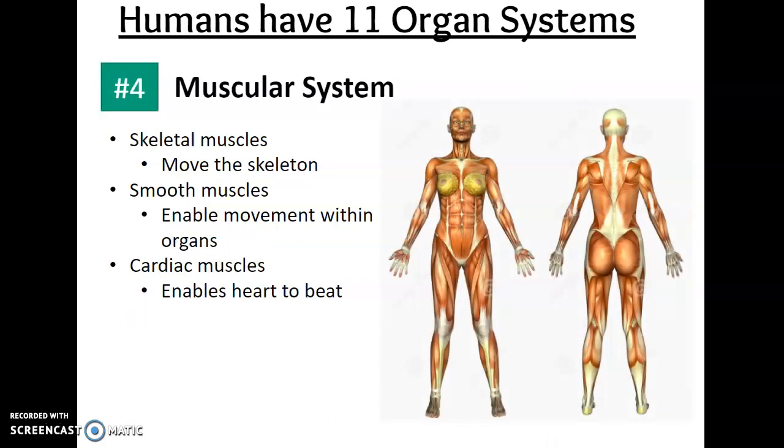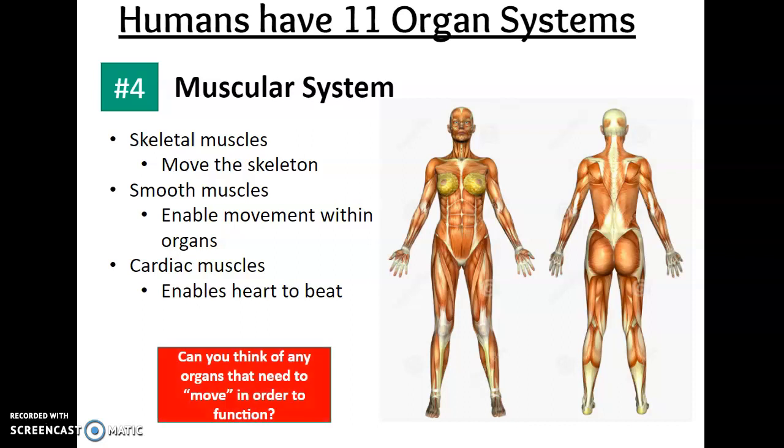The next one is the muscular system. So it's composed of skeletal muscles which move that skeleton. It has smooth muscles which enable the movement within organisms. And then there's another branch of muscles as well, which are the cardiac muscles. And these enable the heart to beat. Can you think of any organs that need to move in order to function?